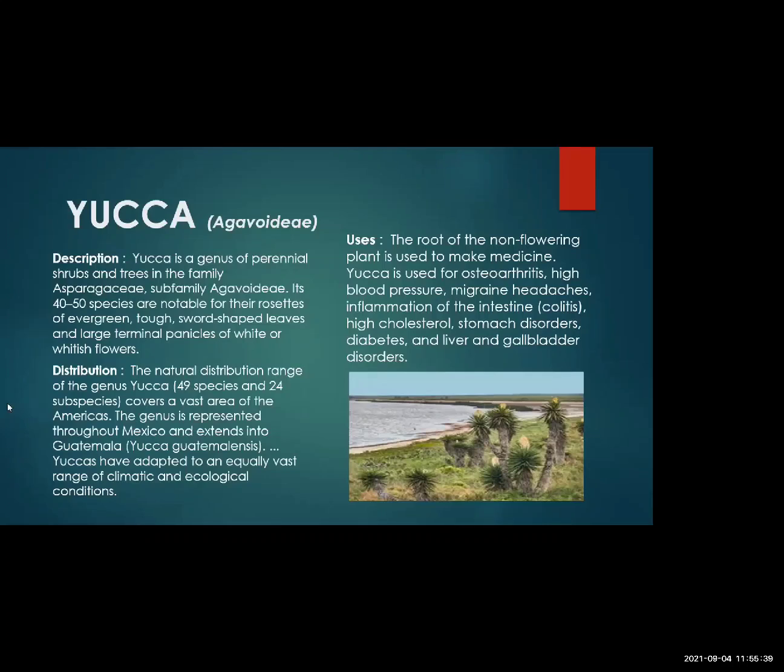Distribution. The natural distribution range of the genus Yucca, 49 species and 24 subspecies, covers a vast area of the Americas. The genus is represented throughout Mexico and extends into Guatemala. Yucca guatemalensis. Yuccas have adapted to an equally vast range of climatic and ecological conditions.